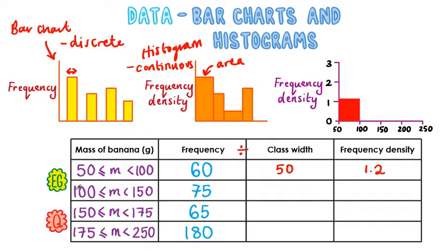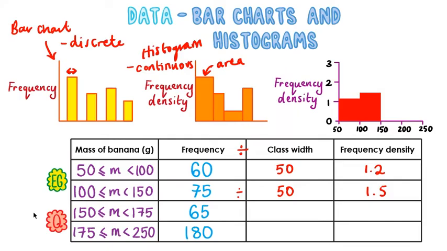Let's work out the class width from 100 to 150. That's a width of 50. And we're going to work out the frequency density by doing 75 divided by 50, which gives us 1.5. And again, we'll draw that on here. The class width is 100 to 150. And this time we want 1.5, which is roughly, let's say there. Okay, pause the video and now you try these two.